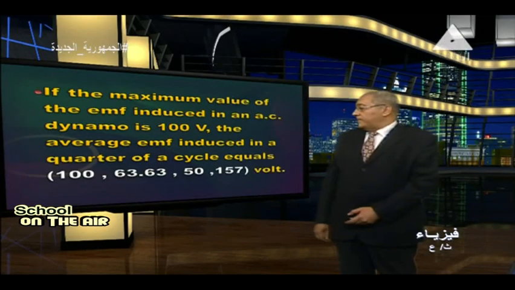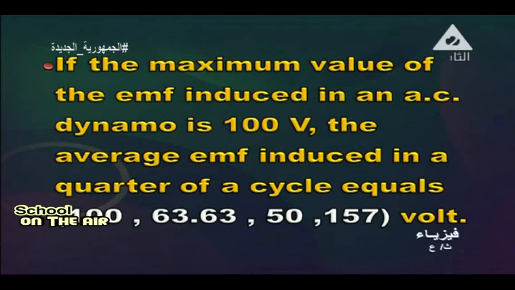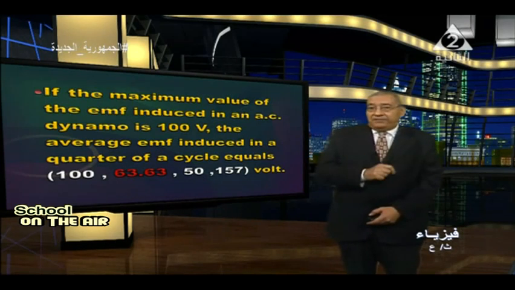If the maximum value of the EMF induced in an AC dynamo is 100 volt, the average EMF induced in a quarter of a cycle equals average EMF. Is it 100, 63.63, 50, or 157? The question is this, do we have a relation that relates maximum and average EMF? Of course, yes. Your attention, please.